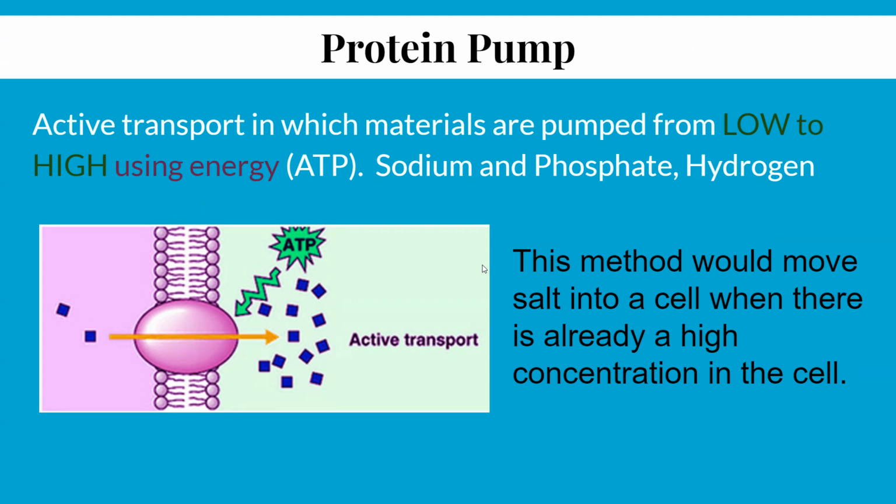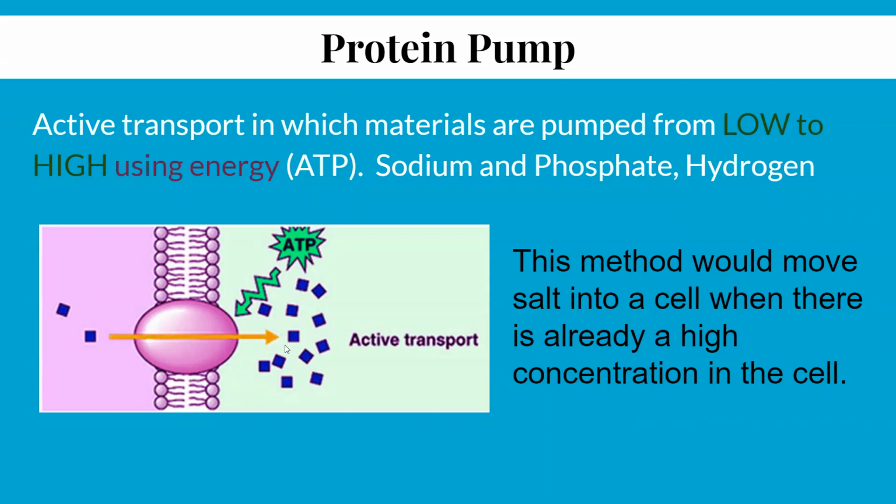The first example of this, the most basic example of active transport, is a protein pump, where we're going to take materials that are in low concentration and literally pump them into high concentration using energy. So ATP, that's our energy for the cell. You can see I'm zapping it with energy so it can force those solute particles from low to high. This is called a protein pump. So it's using energy to pump those materials through the protein. And this is active transport, requires energy.